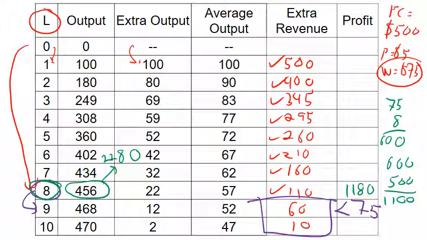So without doing a lot of work, I found pretty quickly that the optimal level of employment is 8 and the maximum profit is $1,180.